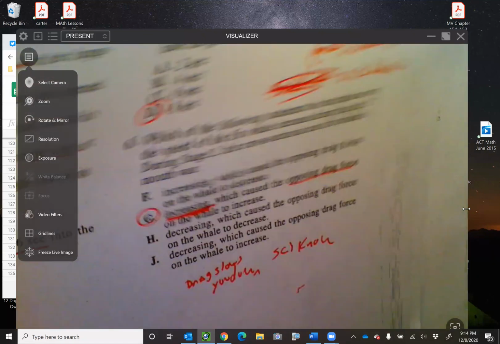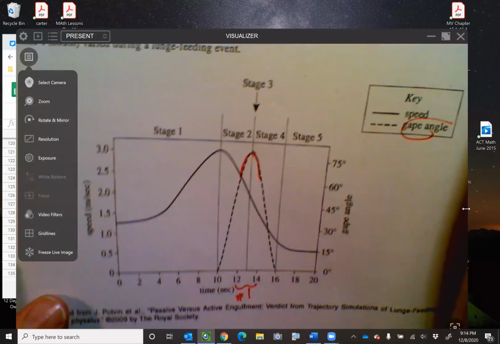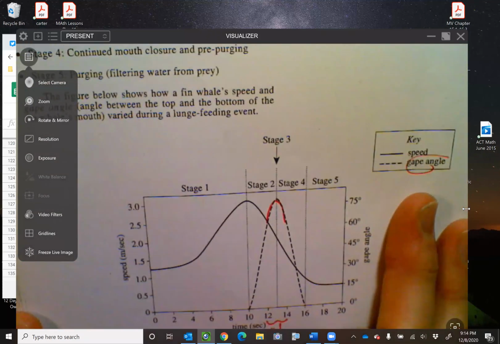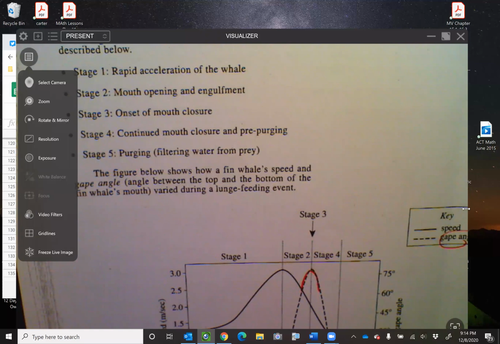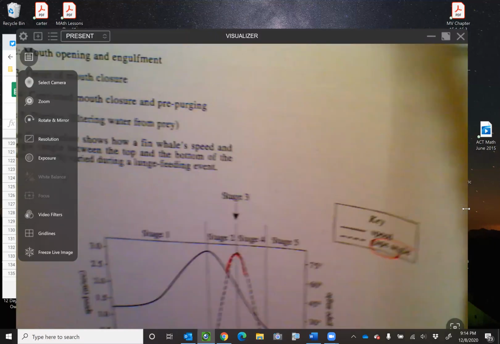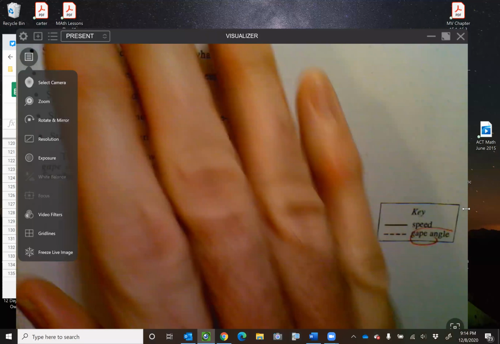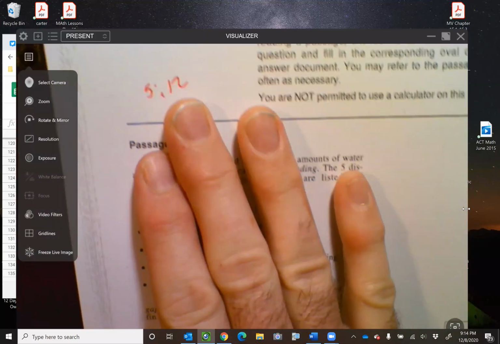It'd be passage number 1. The very first passage deals with a whale doing some lunge feeding. Now, this one here, how many questions are there? There are 6 questions on this.